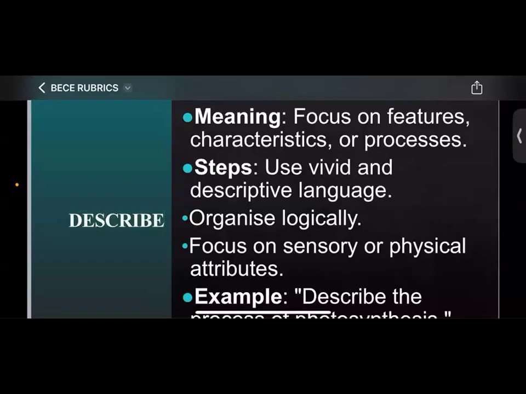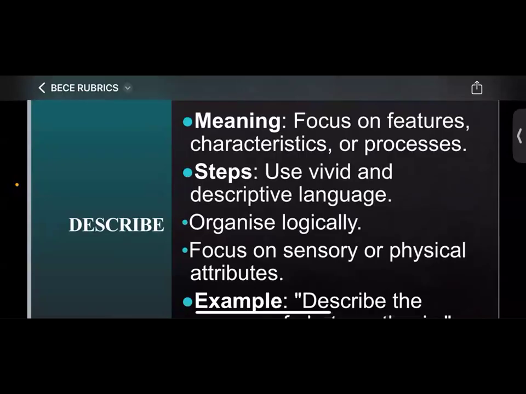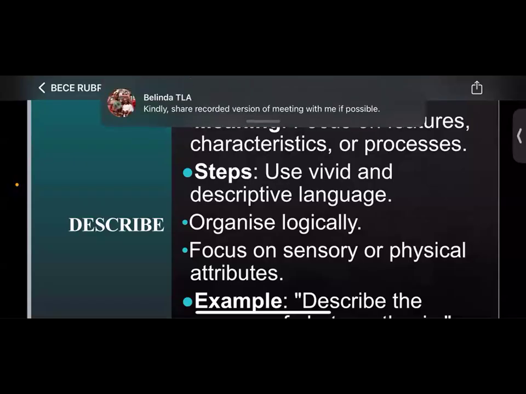When you are given the directive verb, describe, you have to focus on the features or characteristics or processes. Your focus is on the features, characteristics, or processes. So with the steps, you use vivid and descriptive language. You are describing something. Describe it as though the person doesn't know whatever you are describing. So the use of some adjectives is very, very important here. Then you organize logically. Organize your thoughts logically.